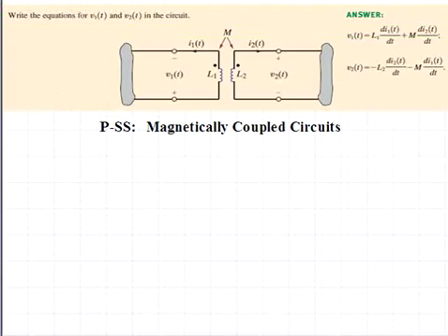This is Learning Assessment Problem 10.1. The problem-solving strategy here is that of magnetically coupled circuits. In the circuit in the problem, we have two inductances, L1 and L2, which are coupled by a mutual inductance term, M. And we are shown two currents, I1 and I2. We are asked to determine the expressions for the voltages V1 and V2 induced by these two currents.